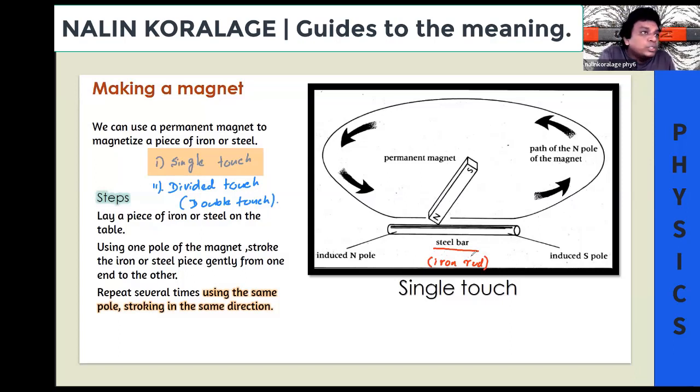Okay, now we can use a permanent magnet to magnetize a piece of iron or steel. For example, let's say we have already selected a steel bar, a piece of steel, right? So how can we do this? Stepwise, those steps have been mentioned. Lay a piece of iron or steel on the table. Number one, once you get that steel bar, place it on top of the table, or the bench, right?